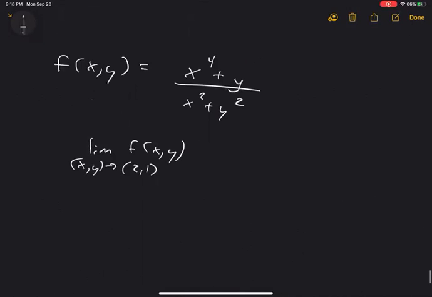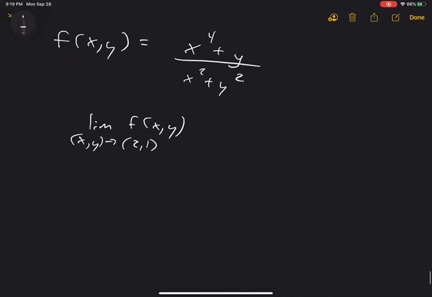So what's going on with this function? What could possibly go wrong with this function? Well, we have division. We don't want division by 0. But x squared is always going to be non-negative, and y squared is always going to be non-negative. So the only way that denominator can be 0 is if x and y are both 0. That's the only point where this function is not continuous. That function is continuous everywhere else. So in particular, it's continuous at the point (2,1).